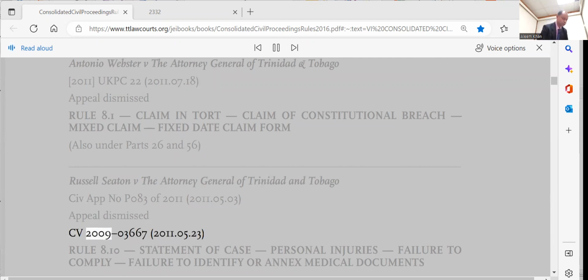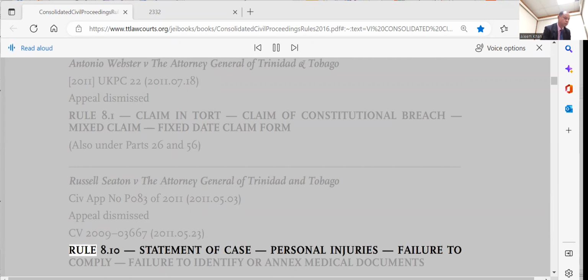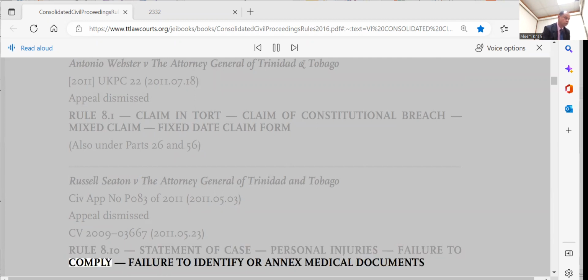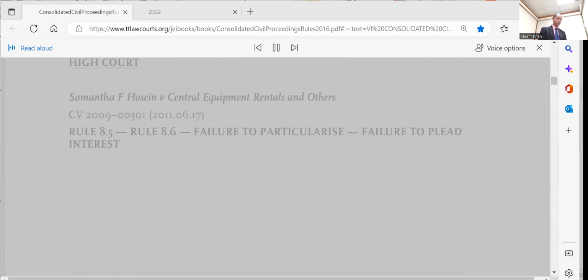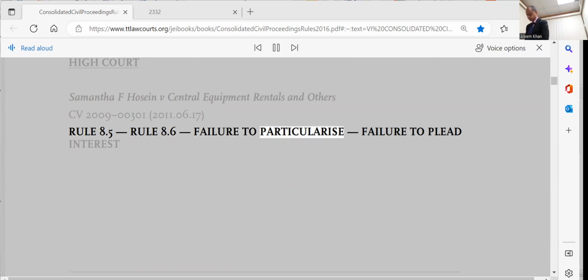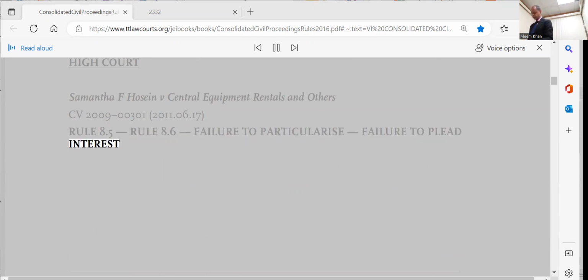dismissed. CV 2009-03667, May 23, 2011, Rule 8.10, Statement of Case, Personal Injuries, Failure to comply, Failure to identify or annex medical documents. High Court. Samantha F. Hossain v. Central Equipment Rentals and others, CV 2009-00301, June 17, 2011, Rule 8.5, Rule 8.6, Failure to particularize, Failure to plead interest.